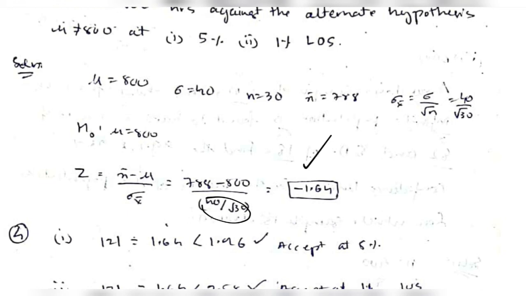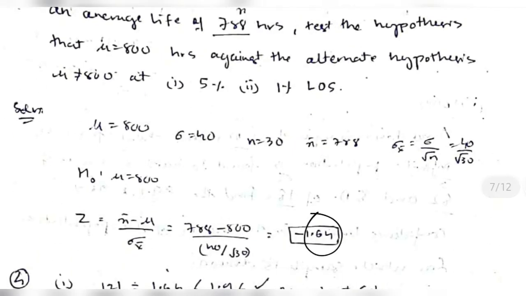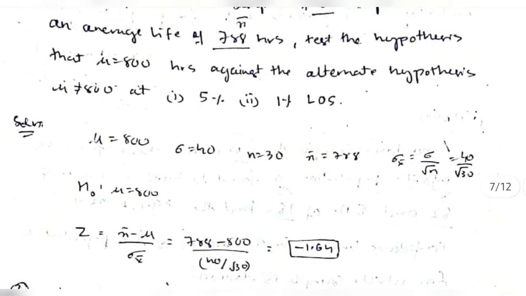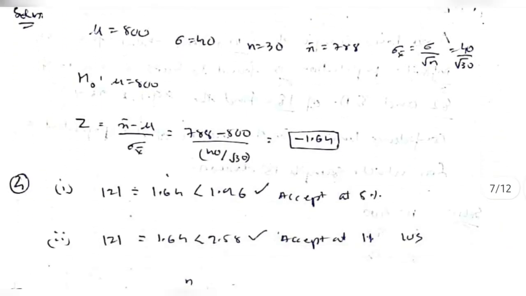After you get the z value, it's very simple. You just see whether it is less than 1.96 and less than 2.58. What is the answer which you get here? It is 1.64. 1.64 is less than 1.96 as well as less than 2.58. Therefore, we will accept for 5% as well as 1%. The hypothesis, which is nu is equal to 800, will be accepted for 1% and 5%.